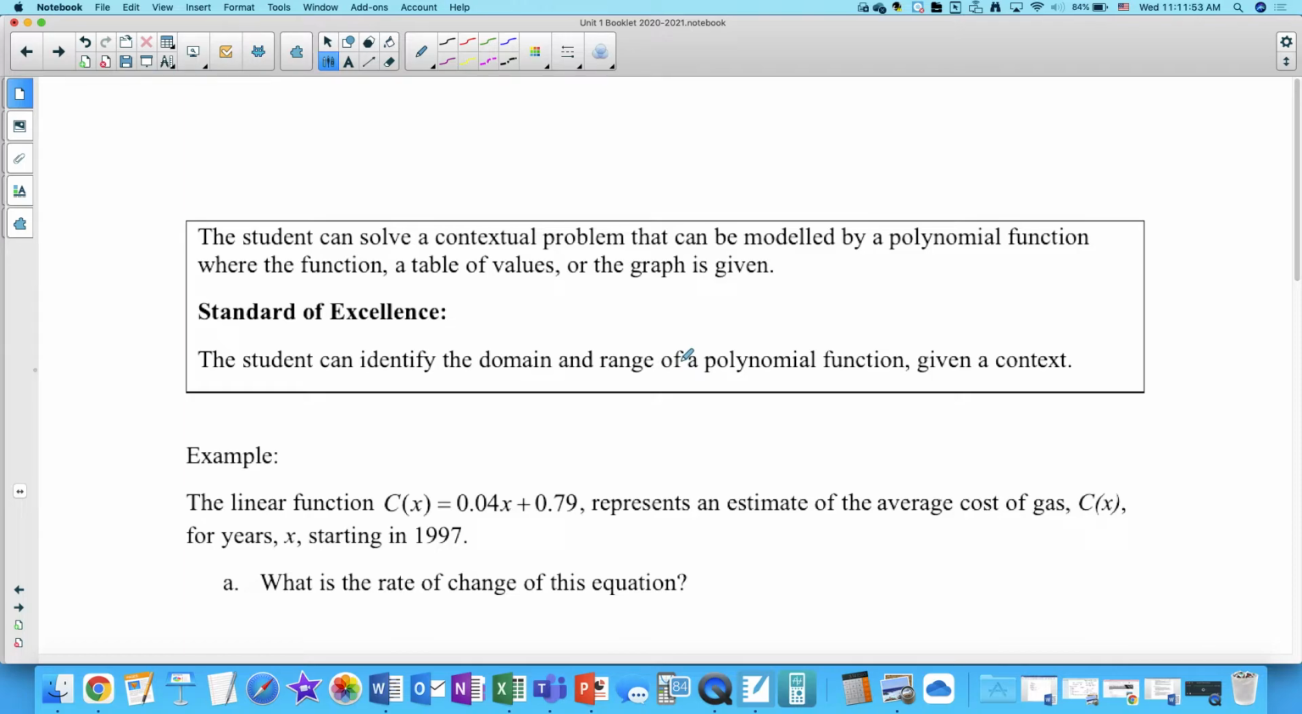And if you get 80% or above on a diploma, and again, diplomas have not sort of happened in the past couple of years, but if you do, then you are put into a category called standard of excellence. Okay, so that's what these words mean.